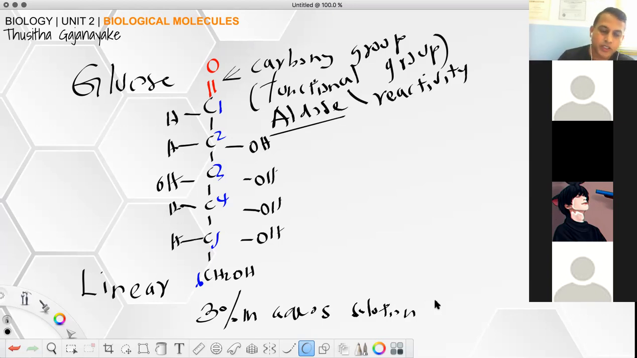Now when we draw the circular structure, the cyclic form, this carbonyl group is going to make a bond with carbon number 5. This group is reactive and can react with this OH, and we have to go over it like this. Then it forms the circular structure like this.